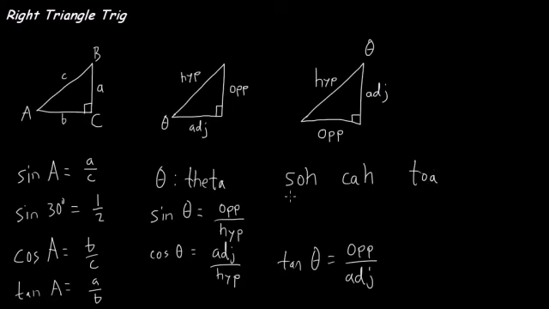So here you have sine is opposite over hypotenuse. Cosine is adjacent over hypotenuse. Tangent is opposite over adjacent. So if you just remember SOHCAHTOA, and you know where the adjacent side goes and the opposite side goes based on what you've chosen for angle theta, then you know all these formulas if you just remember this mnemonic.